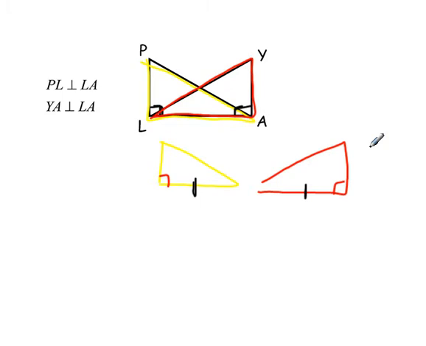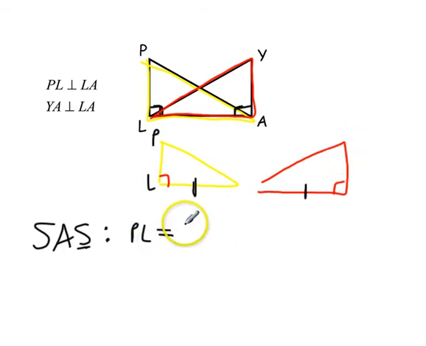So what I want to know is if I wanted to use side angle side, what else would I need to prove congruent? Well, I have this side and this angle, so I need the side on the other side. So in order to do side angle side, I'd need to prove this is PL. I'd need to prove that that was equal to YA. And then I could prove they were congruent by side angle side.